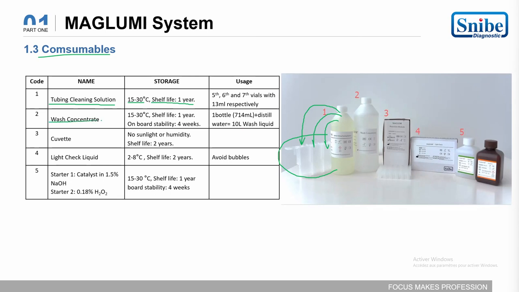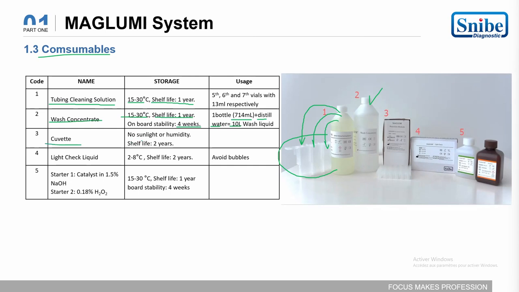And we have the wash concentrate. The wash concentrate is used to prepare what we call the wash liquid or the system liquid. It is stored at room temperature. Shelf life is also 1 year. When we prepare it, it is stable for 4 weeks on the analyzer. The bottle contains 714 milliliters. We add distilled water until we reach 10 liters of wash liquid.